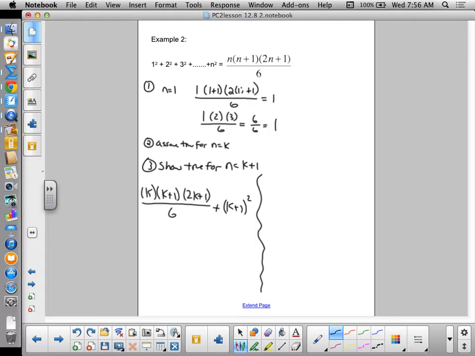Now that's going to take a little bit of algebra work. Hint: don't distribute first, FOIL these two first, because that's a little bit easier. It's less multiplication. So when I FOIL these two, I get 2k squared plus k plus 2k plus 1, so k times that, over 6, plus k plus 1 squared, which is k squared plus 2k plus 1.